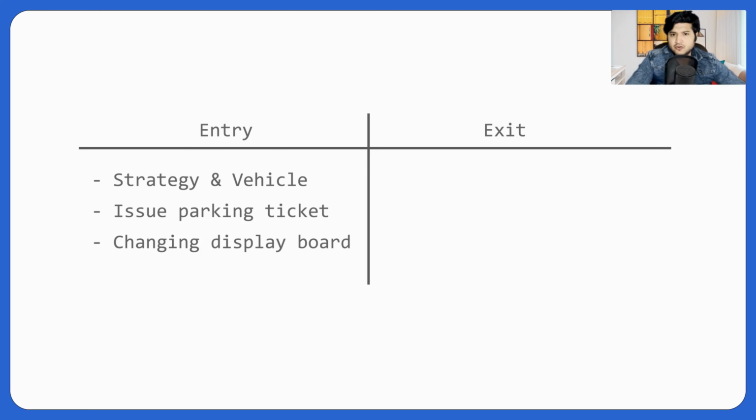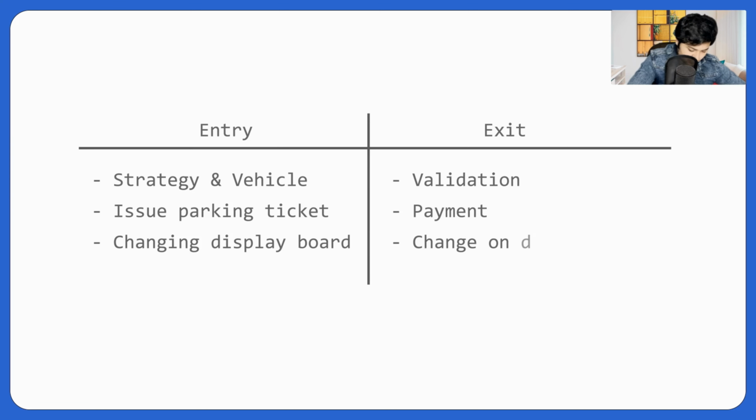Let's talk about exit now. So when exit is happening, first of all, we would validate if the ticket is for the correct vehicle or not, right? So first thing that would happen is validation. Second thing that would happen on an exit is that we would charge them, or payment would happen. Third thing that I can think of is again the count of free parking spots on display board would change, right? So change on display board. This is the third thing which I think would happen. So I guess this should be good.